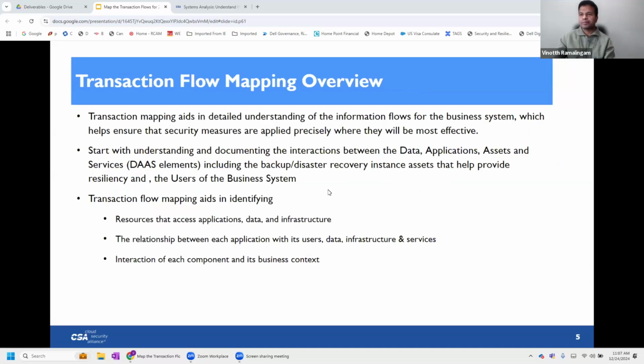So, as Eric said, this is based on the step 2 document, transaction flow mapping. We take the details from the step 1 document, where they divide the organization into multiple protect surfaces, which have DAAS elements in each of them. We take that as a prerequisite, and then we use the DAAS elements, which stand for data, application, assets, and services, for all the protect surfaces, including the ones for backup and disaster recovery.